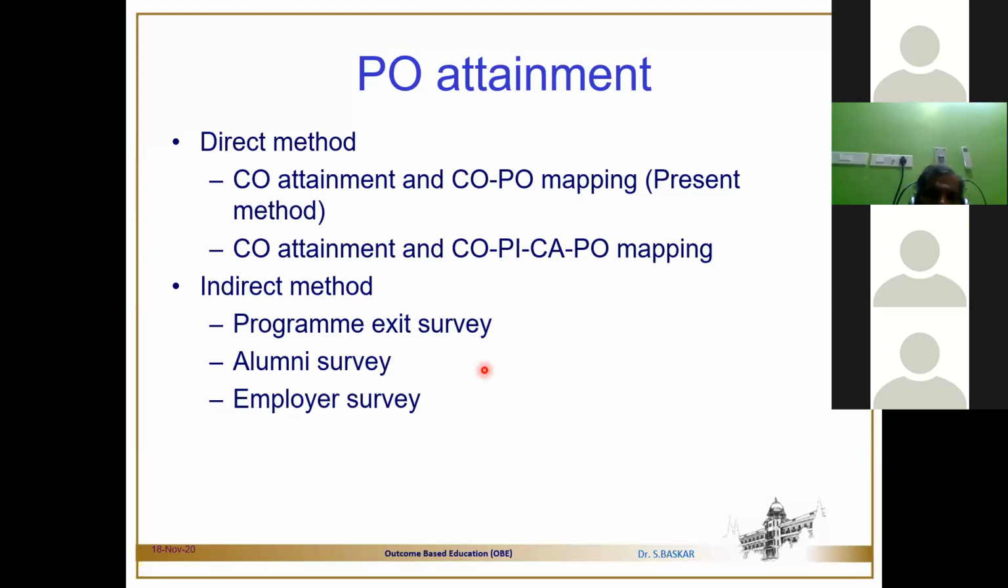In order to use the direct method, the present method of PO attainment, we need two different data. One is CO attainment. For all the courses, we need to know the CO attainment. Then only we can proceed to do the PO attainment. In addition to the CO attainment, we need to know the CO-PO mapping or CO-PO correlation levels. Just now we discussed the CO attainment calculation. Let us assume that for all the courses, we have calculated CO attainment. Now, in order to do the PO attainment, we need one more data, called CO-PO mapping or CO-PO correlation. We'll discuss that. What is that CO-PO mapping? Once you understand CO-PO mapping, it is a very simple calculation.